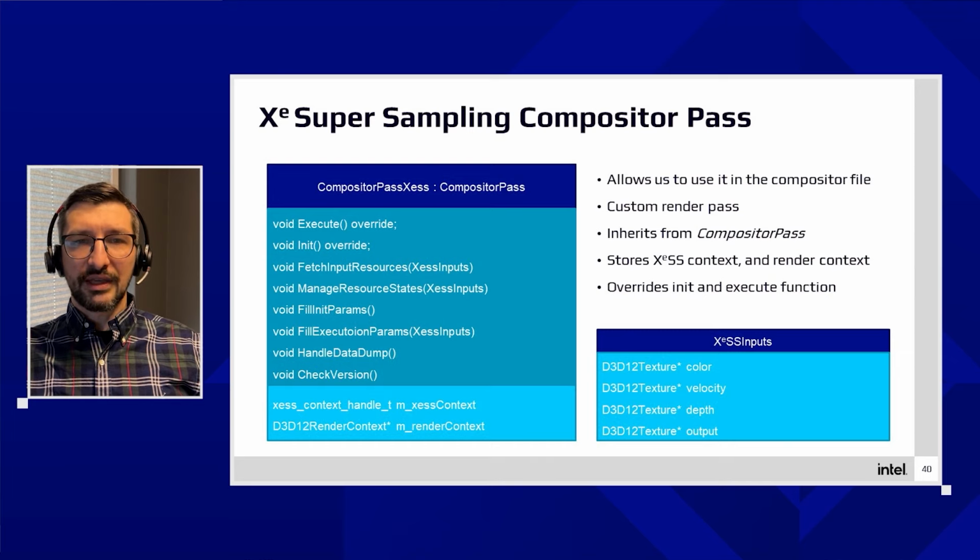In order to be able to use all of the goodness from the Compositor script, we had to implement a new class that inherits from the Compositor pass class. We have to override two functions, init and execute, and therefore have the opportunity to just plug it into the rendering pipeline in a place and with the resources as defined in the Compositor file. That was not only convenient, but allowed us to do some debugging and experimenting quite easily. From the data perspective, we need to store and manage the XeSS context. On top of that, we are also storing a pointer to the parent render context for convenience.